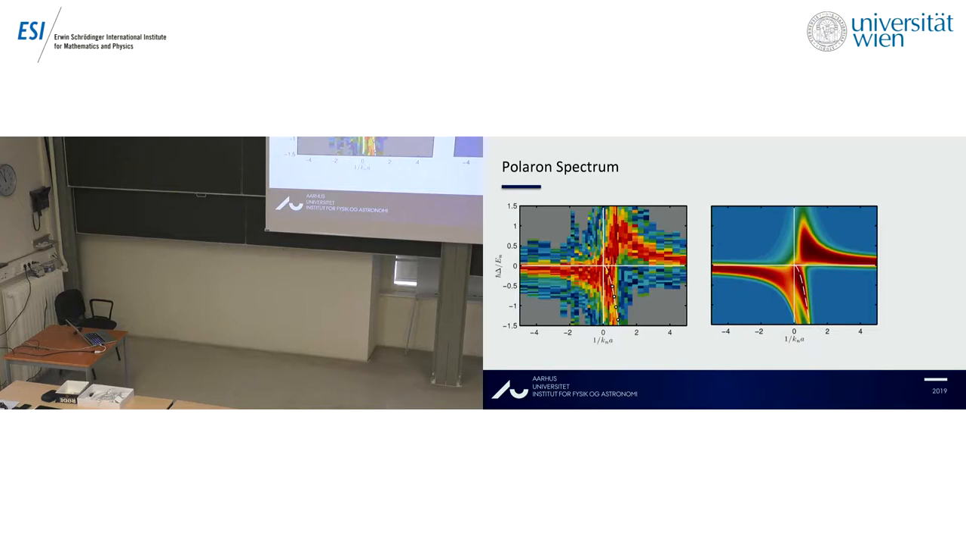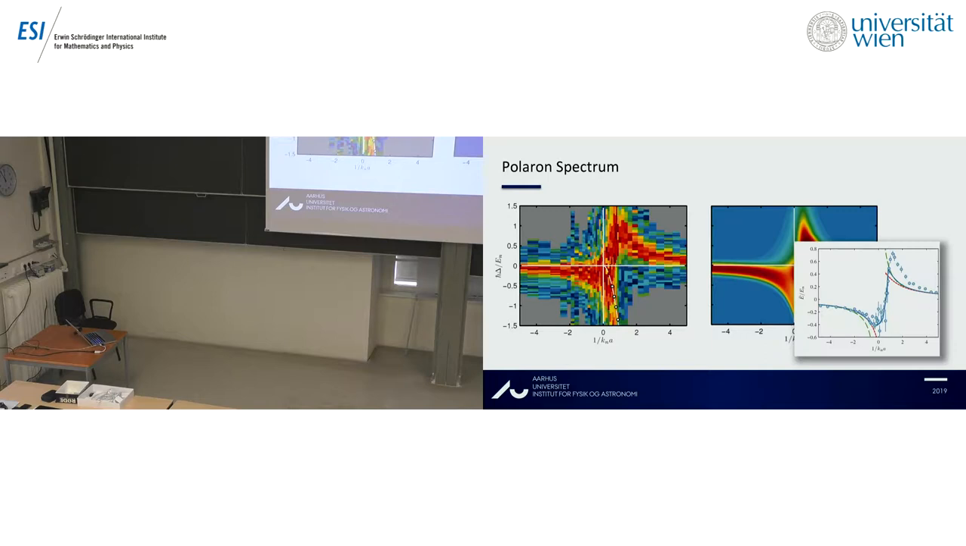You see the polaron as well. You see its transition across unitarity and the expected merger with the molecular state, and you also see the repulsive polaron on the other side. And in the first analysis, we showed that we have a very good understanding of the attractive polaron here in comparison with a perturbative calculation and the variational calculation in blue.